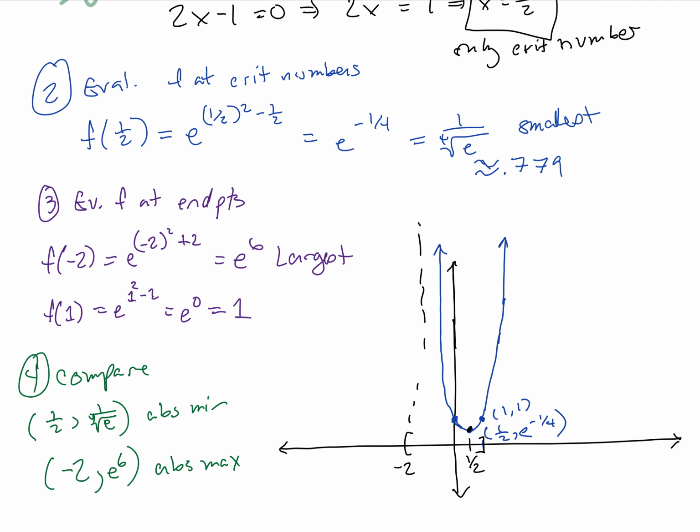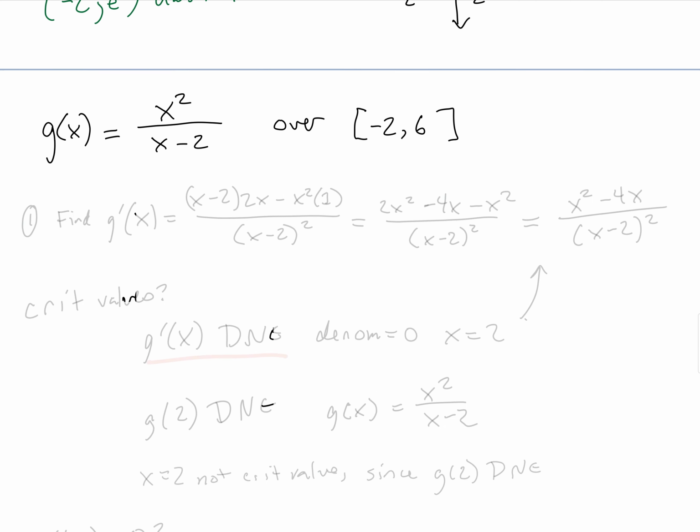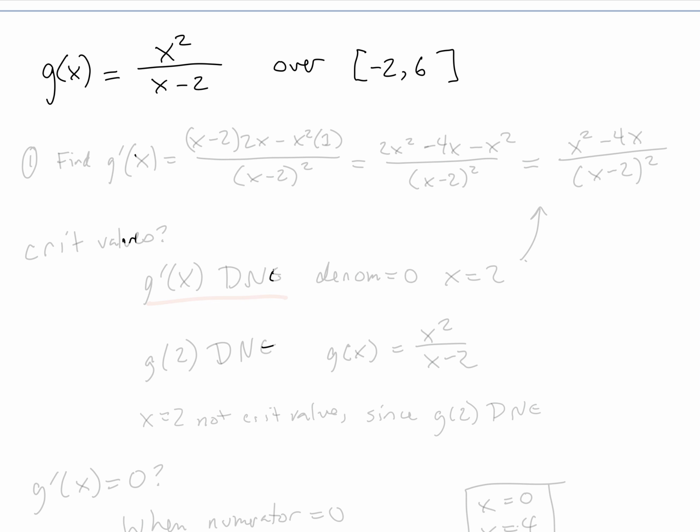Last one, g of x is x squared over x minus 2 over the interval from -2 to +6. So first, we're going to find g prime. G prime of x is equal to, we need the quotient rule, low x minus 2 d high 2x minus high x squared d low, that's just 1, all over the bottom squared, x minus 2 squared.